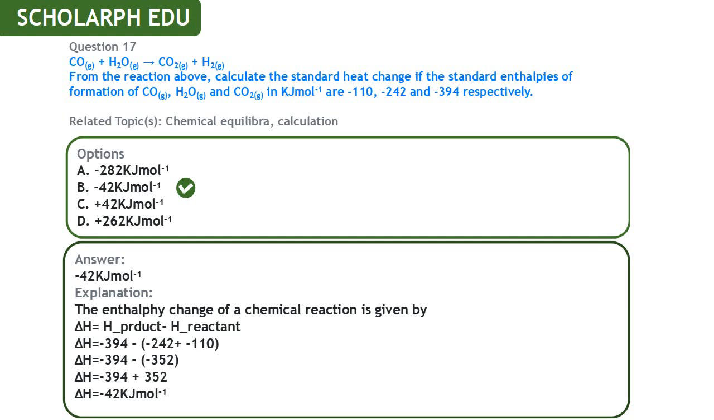Okay, so you have minus 242 plus minus 110, so you have minus 352. Then here we have minus times minus, that is plus, minus 394 plus 352, and that is minus 42 kilojoules per mole.